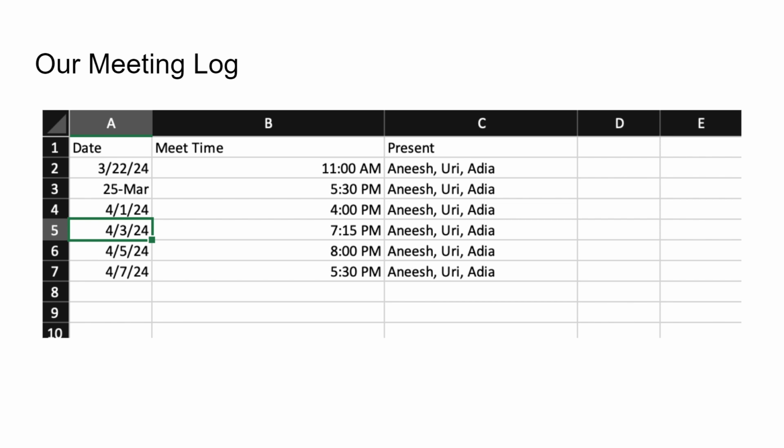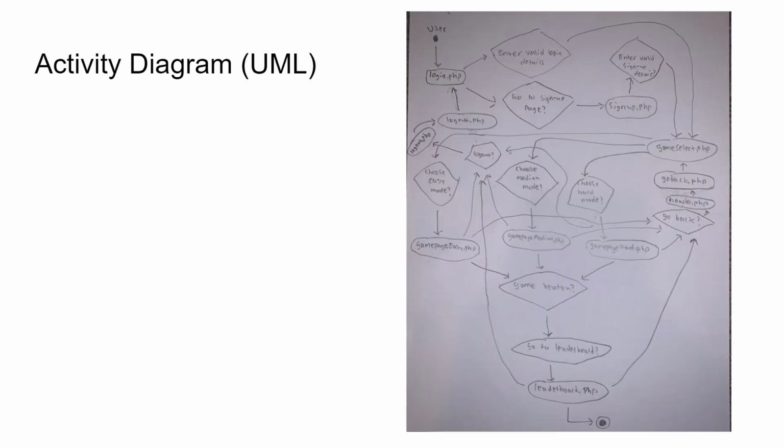And then we also have our meet log here. So we met a couple times in the beginning. It was kind of inconsistent maybe a little bit because we had just started, did our log and what our plan was. And we actually didn't just start working on the project until maybe the end of March, beginning of April. So the activity diagram, it just shows the connection between each page.